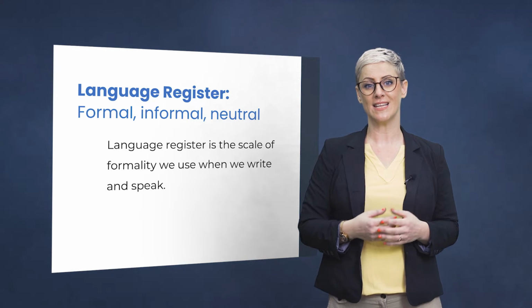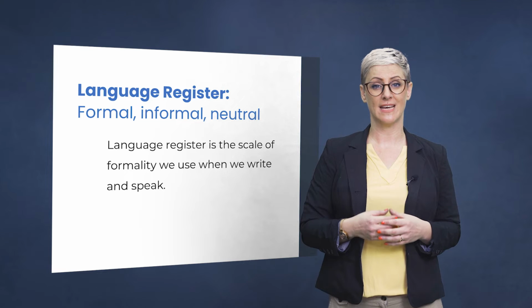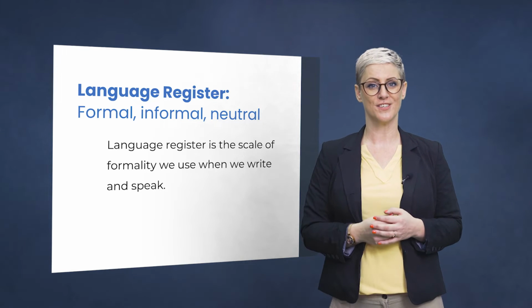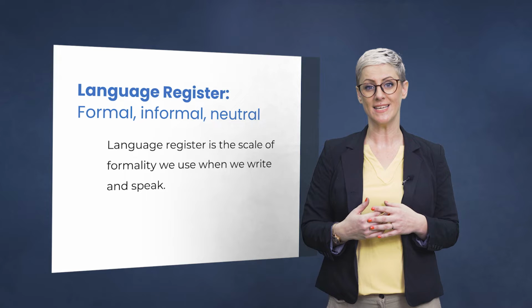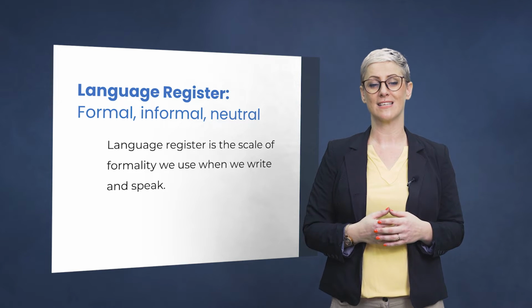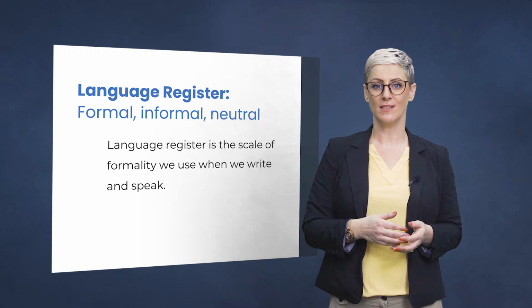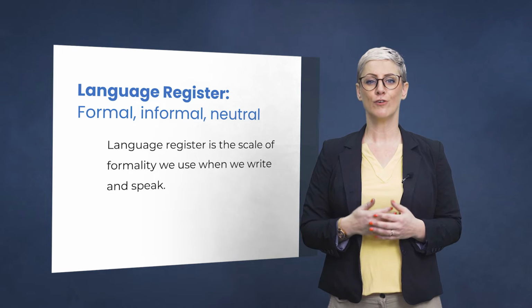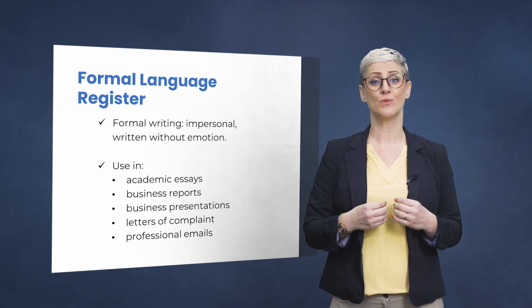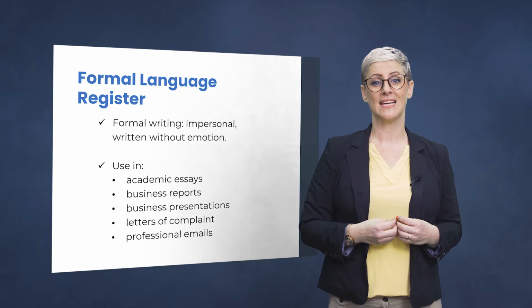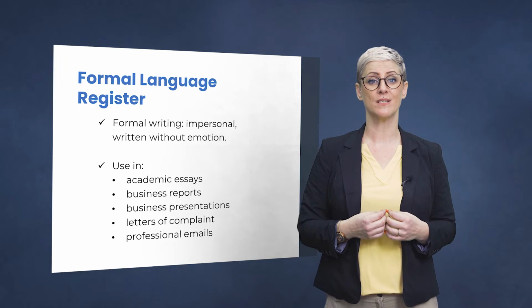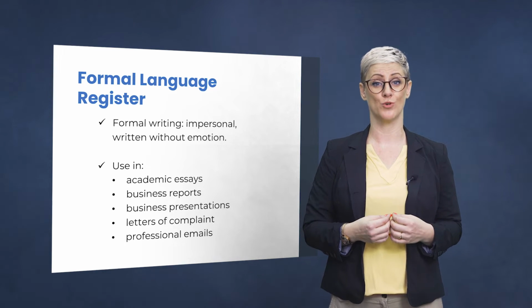Similarly, we use different language registers for different types of writing. There are 5 types of English registers we use in writing and speaking, but in this lesson we will discuss only 3: the formal, informal, and the neutral registers. Formal writing is probably the most difficult type of writing. It is impersonal, meaning it is not written for a specific person and is written without emotion.